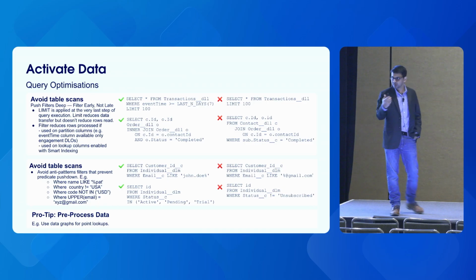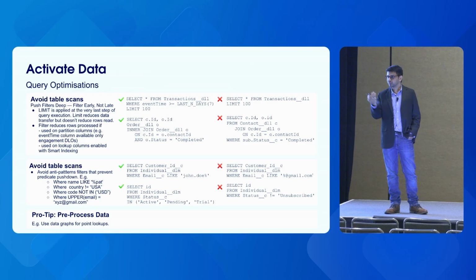Pro tip: wherever possible, pre-process the data. Just like I gave the example of SDM versus CI, data graph is a great example. Data graph computes the story, gets an aggregate, stores it, and you use it in the time of agentic or wherever fast responses are needed.